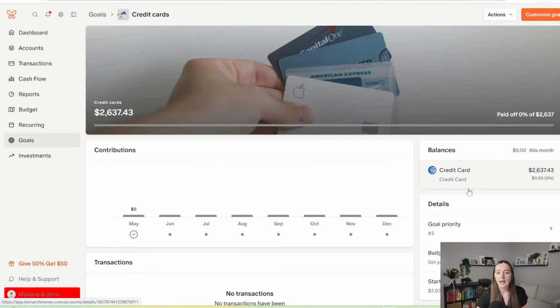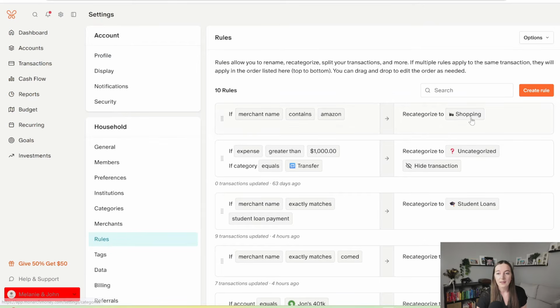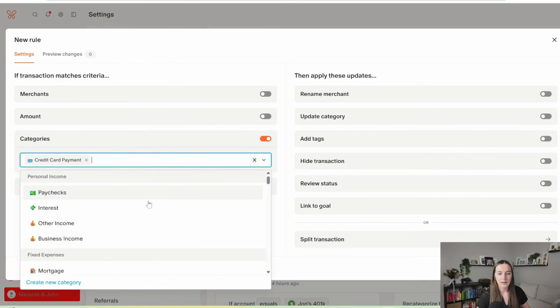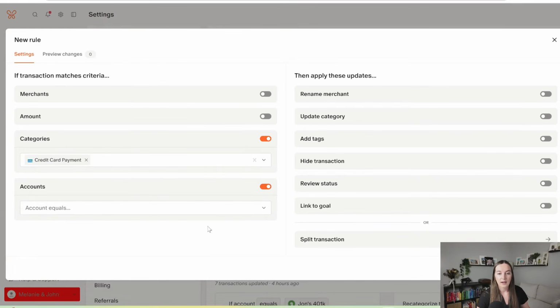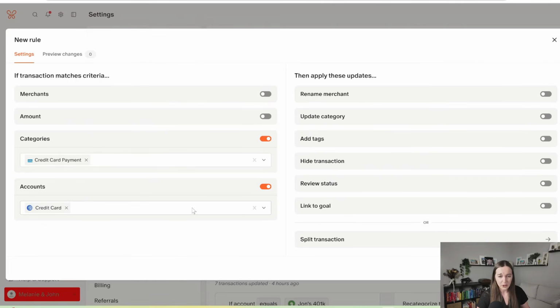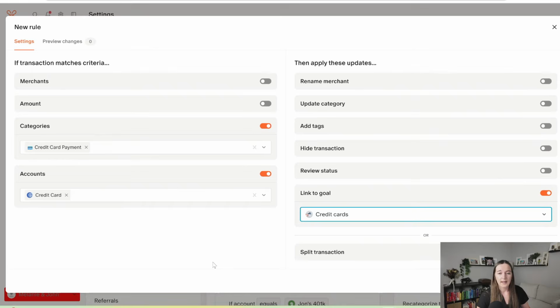So if you are wanting to see your credit card payments here, what's going to happen is you're going to go to your gear icon, you go to rules, and I'd make this rule. I click on create rule. And what I would do is I would create the rule that says if the category equals credit card payment and it comes out of the account that we have attached to the goal. So in this case, it would be this credit card. You can only do this for one credit card at a time. You can't do it for multiple, as far as I'm aware. This is the rule you're going to make.